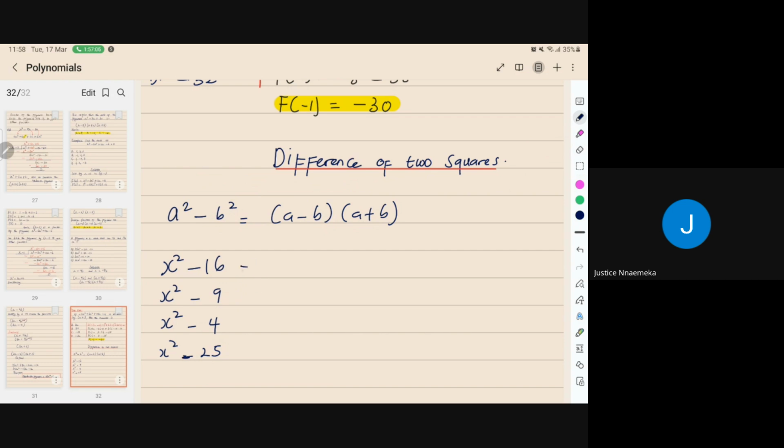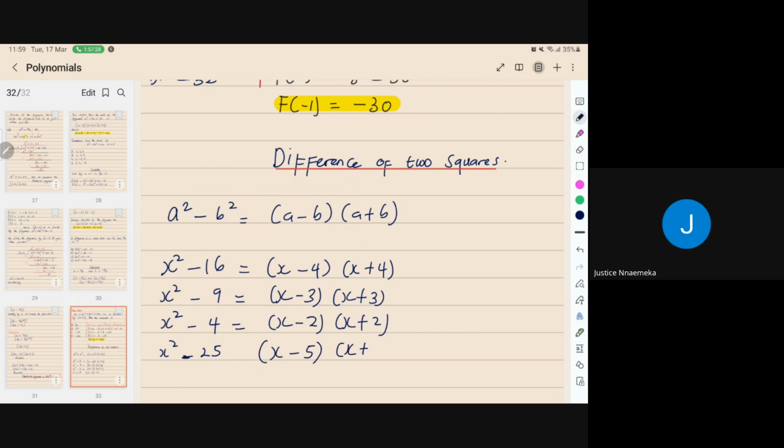So this one now is going to be what? x minus 4 and x plus 4, so that when you square them, you arrive at this again. This one is going to be x minus 3 and x plus 3. Here is going to be x minus 2 and x plus 2. Here is going to be x minus 5 and x plus 5. As long as these exams are concerned, these are things you must always pay attention to. You understand?